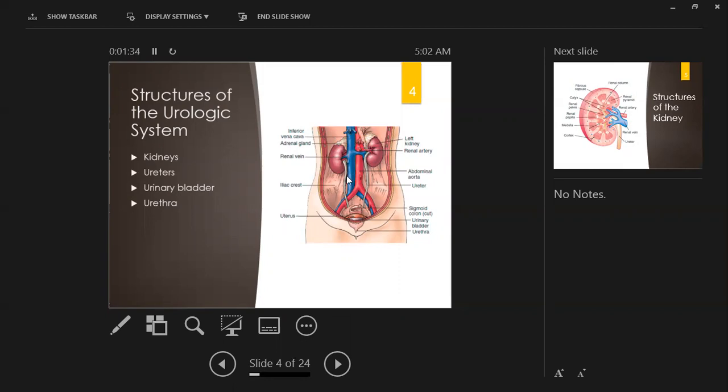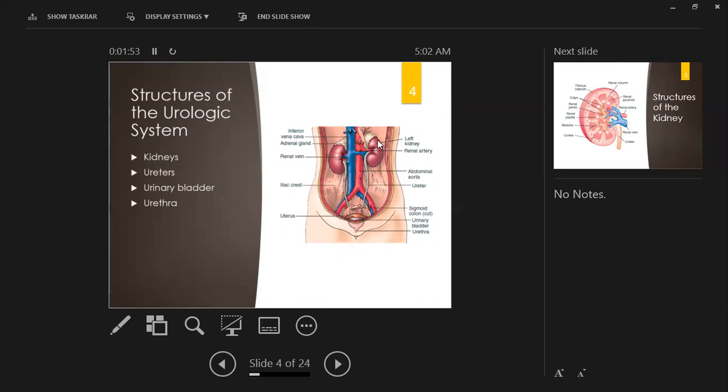We have the inferior vena cava, which is our venous blood flow from the kidney. And we have our renal artery, which we get from the abdominal aorta, which brings our blood to the kidneys. We have the bladder. Now, the bladder is going to store the urine.